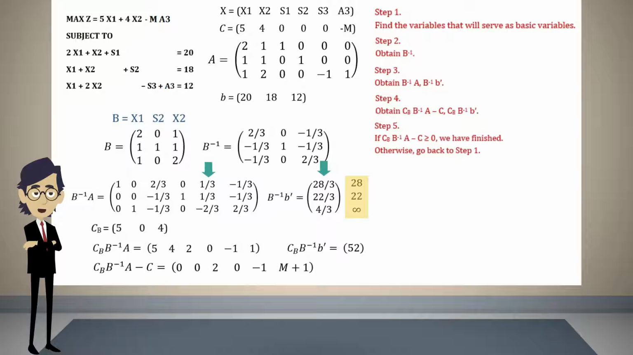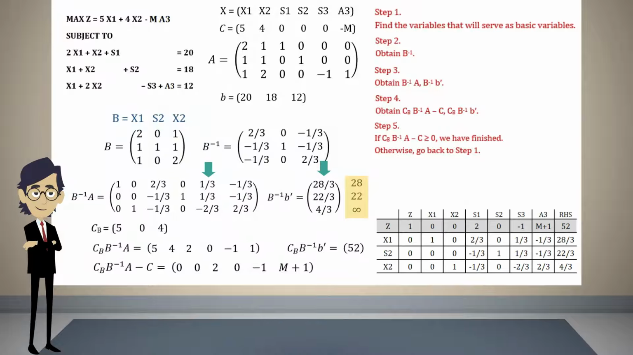Before proceeding to the next iteration, I invite you to compare these results with the ones obtained with the tabular simplex method. Once again, you can see that all the results are equivalent. I will erase all the information to start a new iteration.